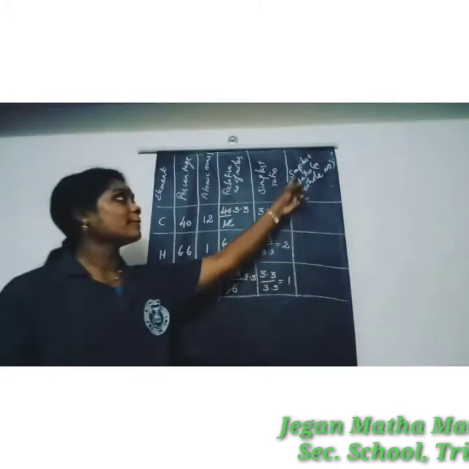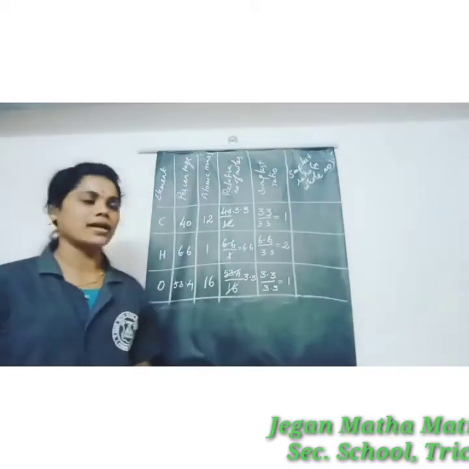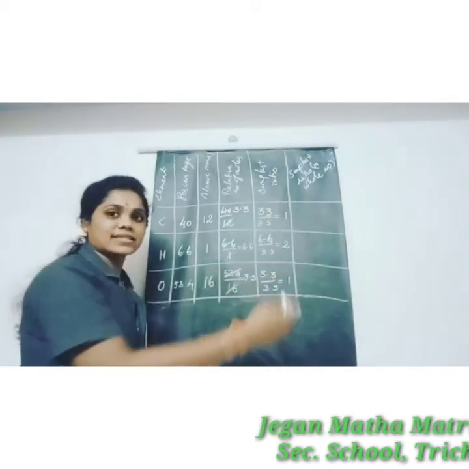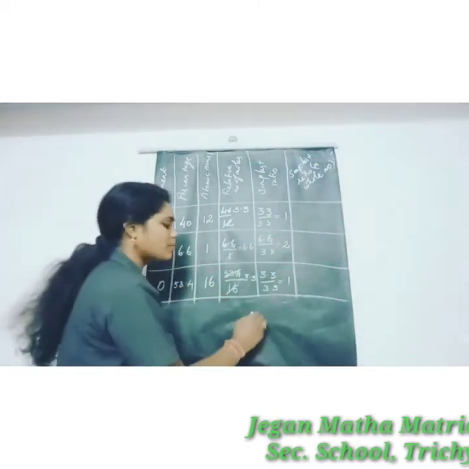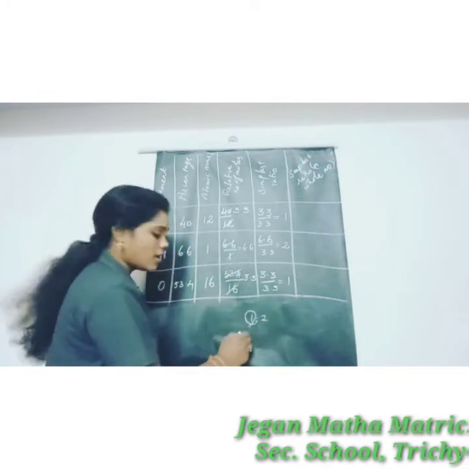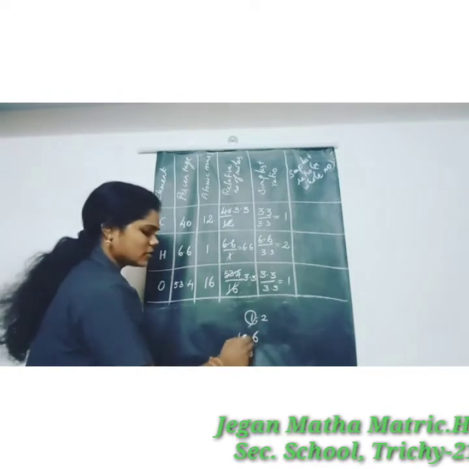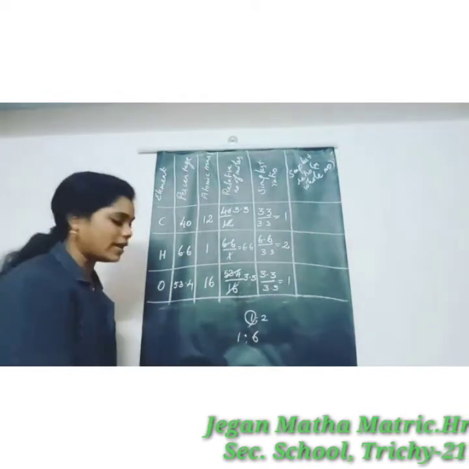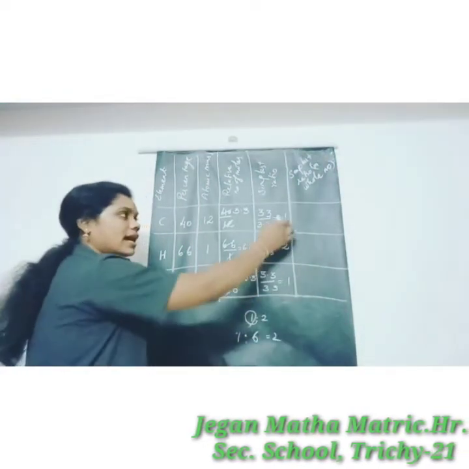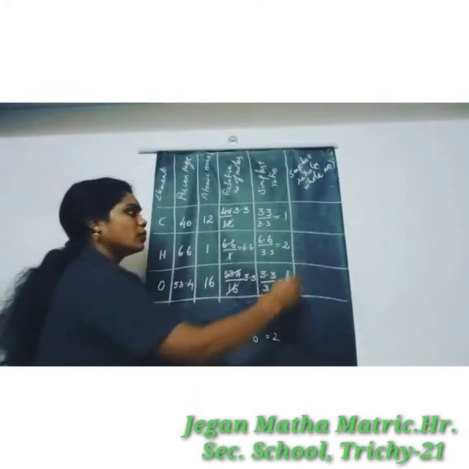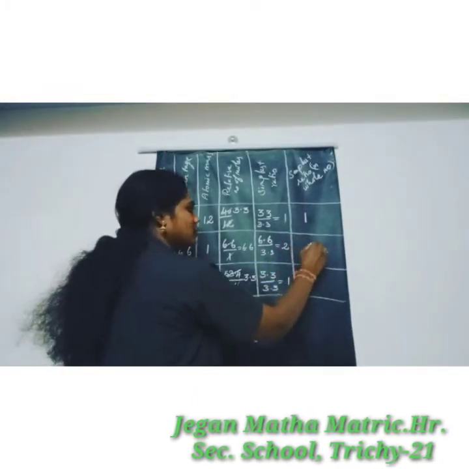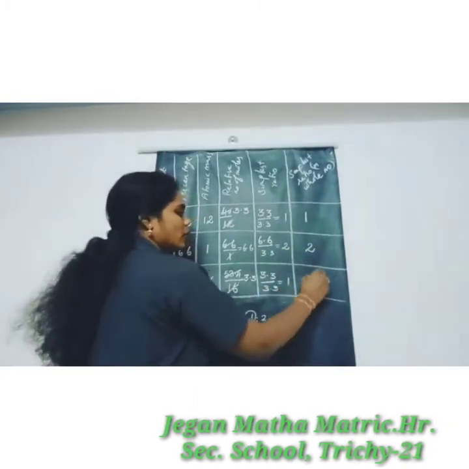The next step is the simplest ratio in whole numbers. Here the answers are already whole numbers. Suppose here it is 1.2, we take 1 only. If it is 1.6, how do we write the whole number? If it is 0.5 and above, then we take 2. So here only whole numbers are present: 1 time, here 2 times, here 1 time.